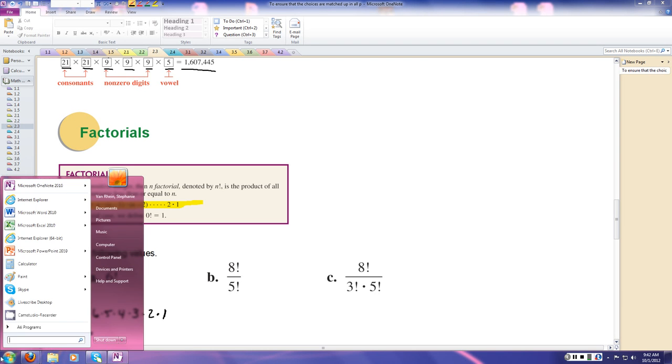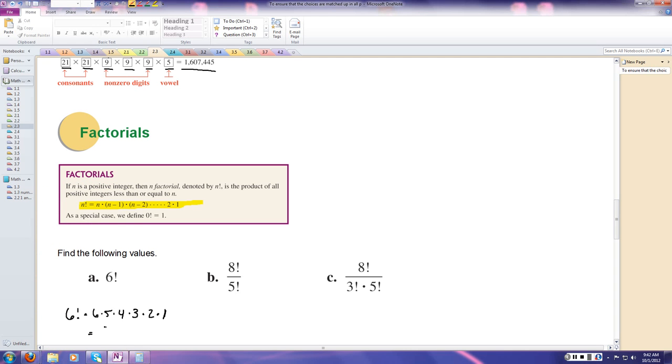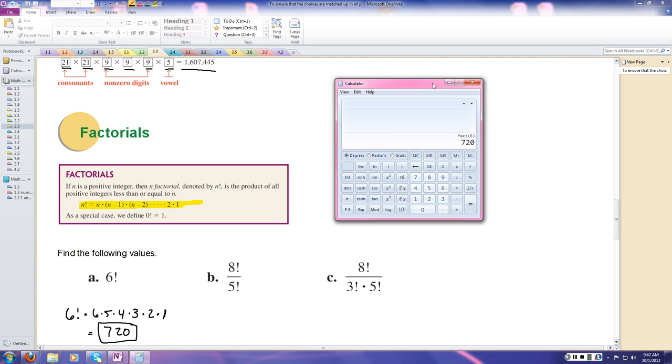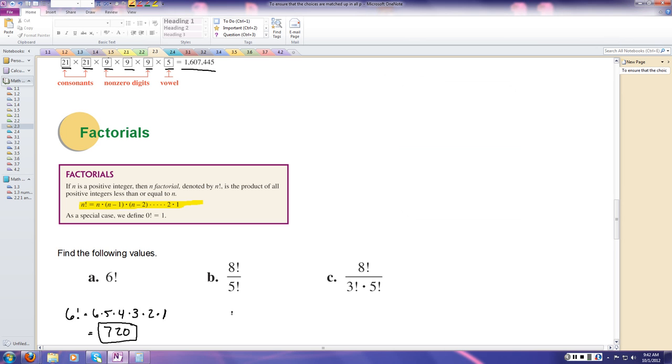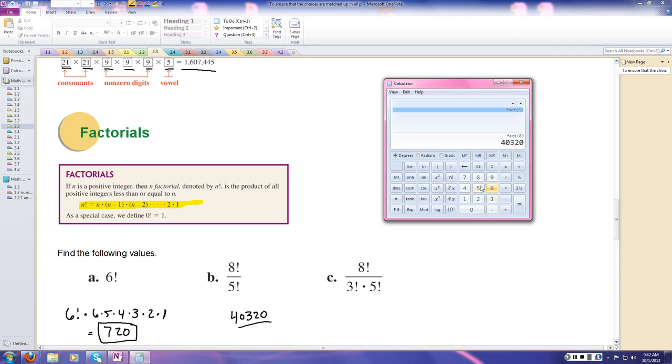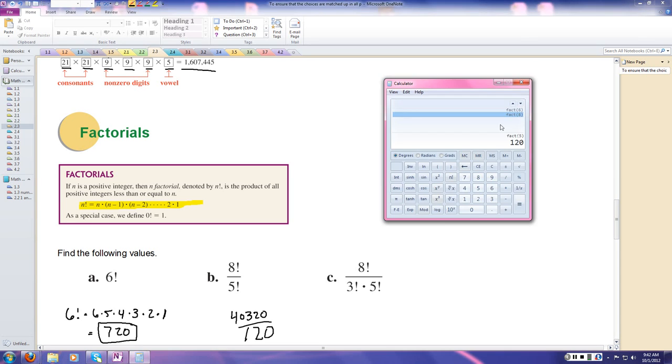So our answer here, 6 factorial, was 720. Here I have 8 factorial over 5 factorial. So 8 factorial is 40,320, over 5 factorial, which is 120. So if I do 8 factorial divided by 5 factorial, I get 336.